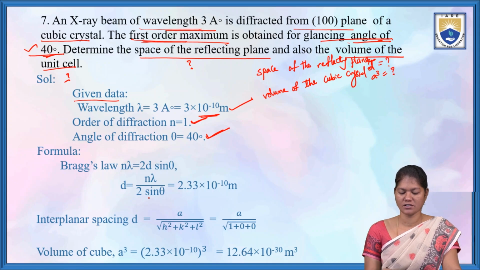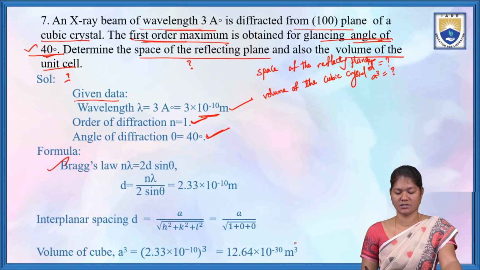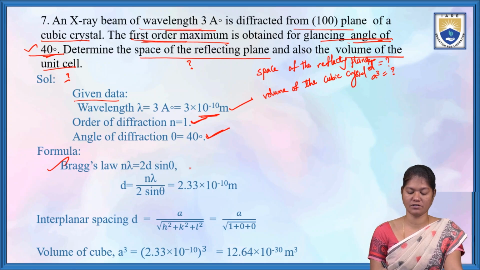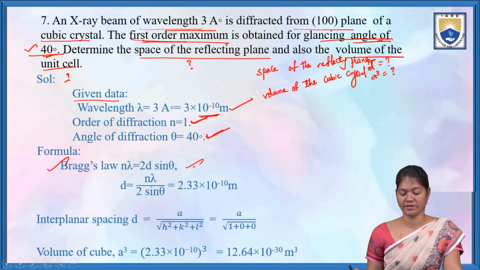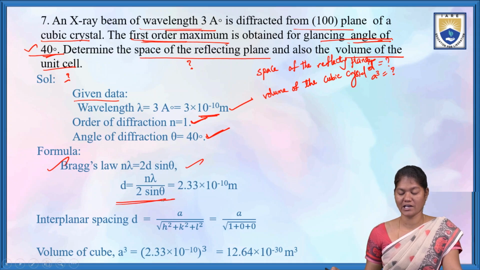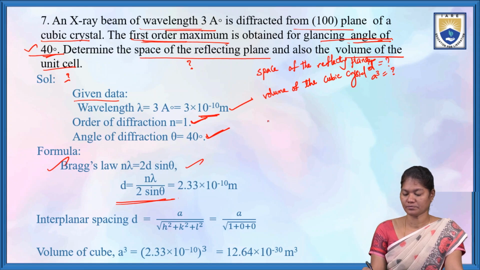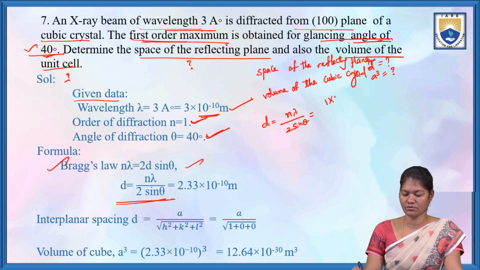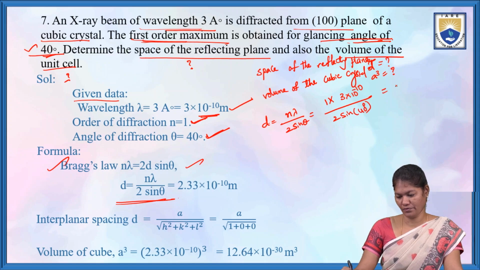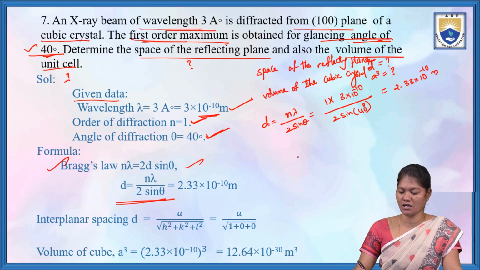For this we can use the equation. Bragg's law: n lambda is equal to 2d sine theta. So we need to calculate d. d is equal to n lambda by 2 sine theta. The order is 1, so 1 into lambda, 3 into 10 power minus 10 meters, divided by 2 into sine of theta, 40 degrees. So we get 2.33 into 10 power minus 10 meters. This is the value of d.